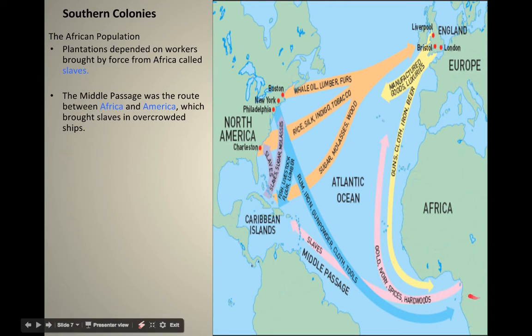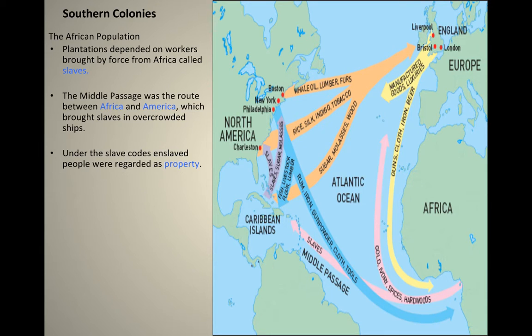So the Middle Passage was the route between Africa and America. Down here, this pink line, brought slaves in overcrowded ships. Slave catchers would take people by force from West Africa, Africans living there, and take them over to the Caribbean islands, and then they would be shipped up to plantations like this one right here, up to Charleston. It was in overcrowded ships, terrible conditions. You've probably seen pictures of the slave ships of people coming over, and just terrible conditions.